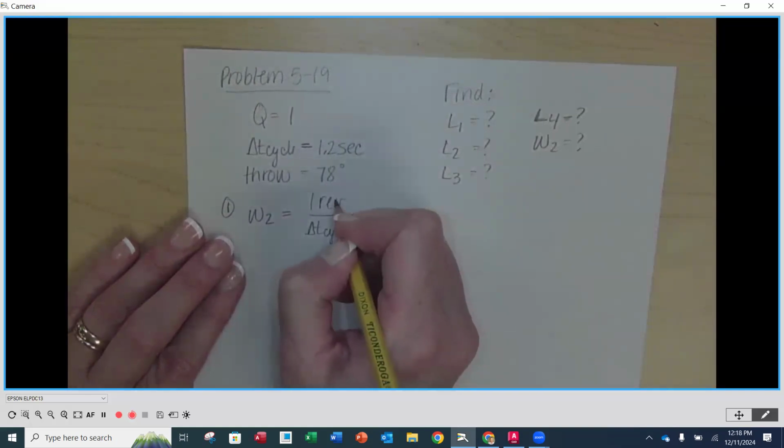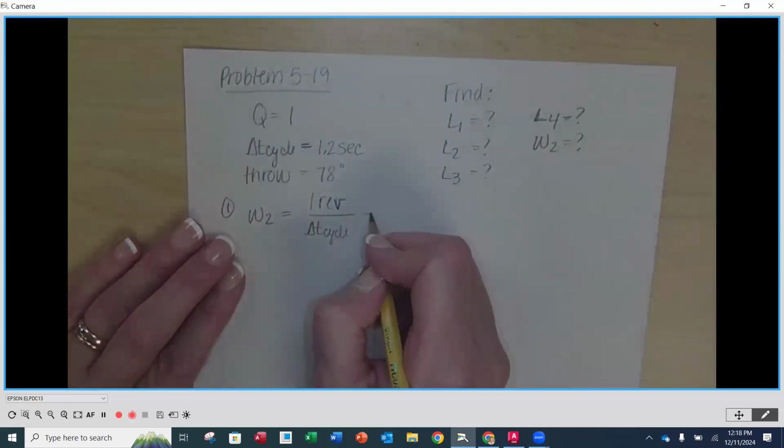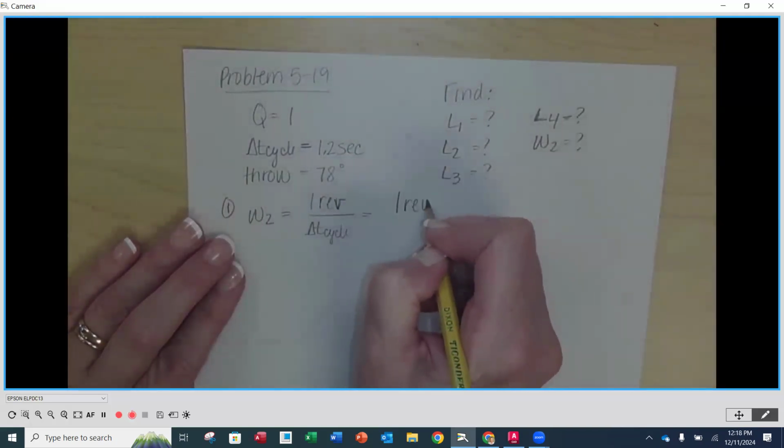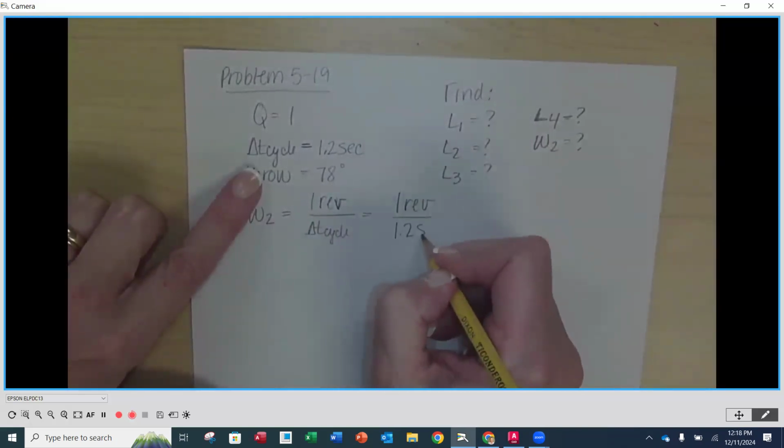Don't forget, still applying here, we have to put our equation in variable form first before we put anything else in. Equal to 1 revolution. So the amount of time for 1 cycle is 1.2 seconds.